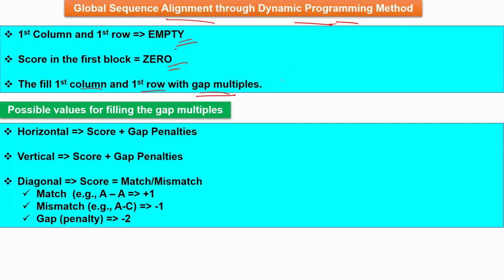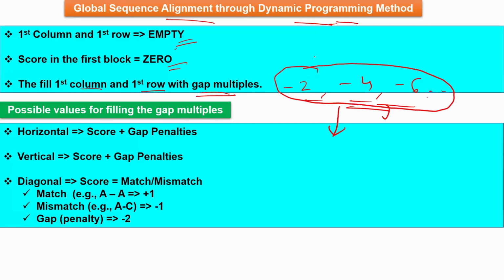The gap multiples are taken in an arithmetic progression of like -2, -4, -6 and so on. These set of scores is taken both horizontally as well as vertically downward direction. How do we basically proclaim these values? So this is based upon certain set of instructions or rules for the gap multiples.